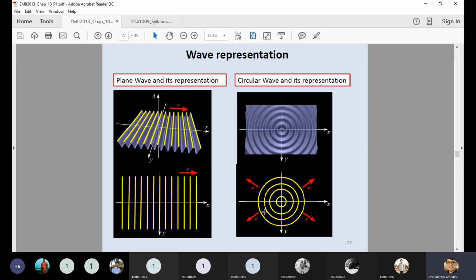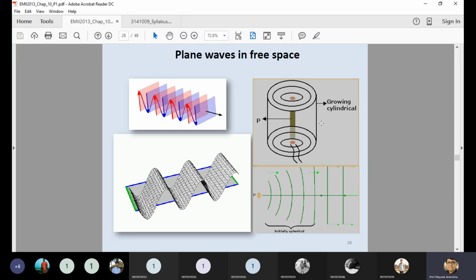So this is exactly the wave representation. You can easily identify this is the direction of propagation. The amplitude part is in the up direction. And similar for this circular wave. So these are the different plane wave representations for free space.